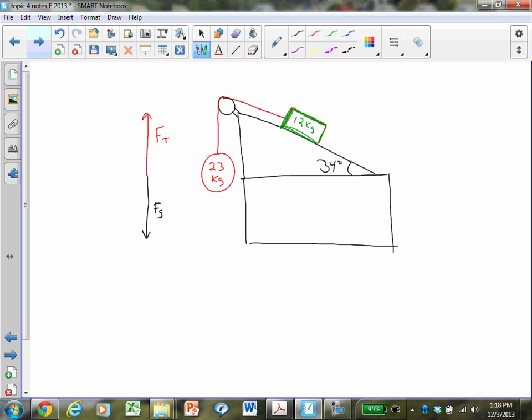Now, let's go to the green block. Free body diagram for that thing. What forces do we have on the green block? Who wants to give me one? Sam. We have friction. Now, if this was allowed to move, this would pull this down, and this would go down, and this would be pulled up. So this would go down, and that would go up if there was no friction. That means that friction is acting against that movement that it would take, which would be up. So the friction is this direction.